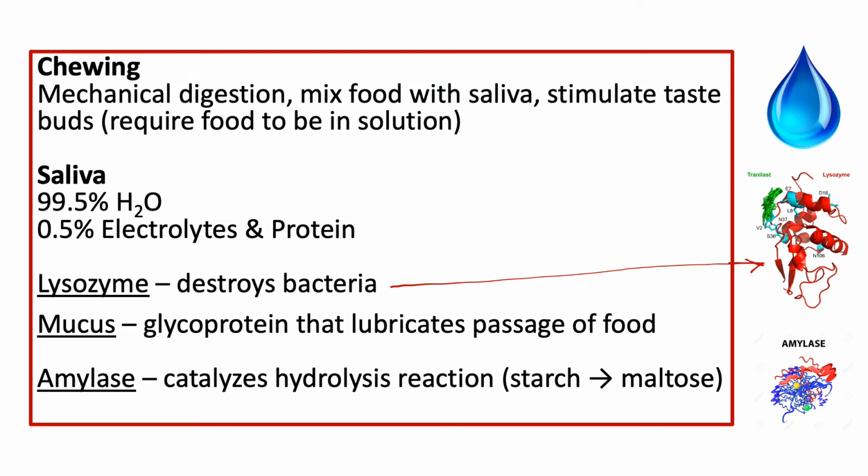We have mucus, that's a glycoprotein that helps lubricate the passage of food, and we talked about a couple of instances where that occurs. And then we have amylase, which we said catalyzes the hydrolysis reaction, so that's splitting up the starch, that long carbohydrate chain, using a water molecule, and that gives us the smaller disaccharide maltose.